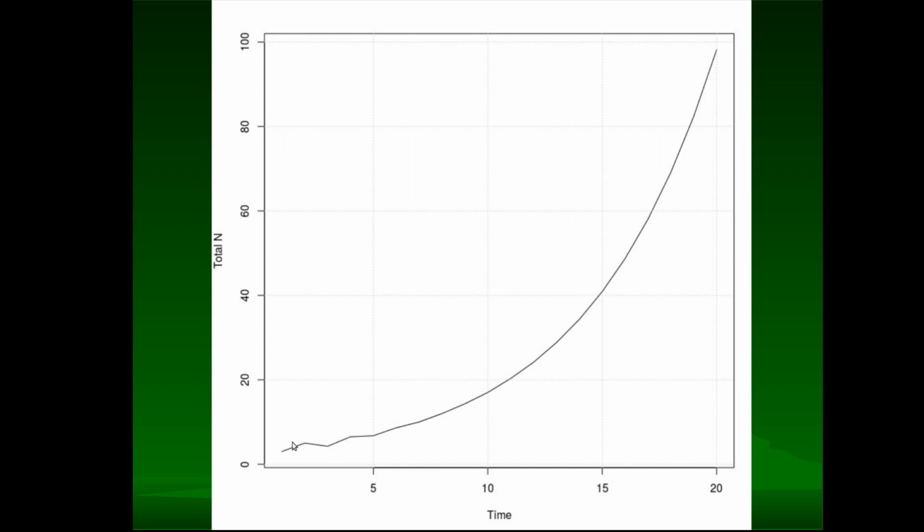So we have a little jumping around at first. This is a plot of n versus time. And then we settle in by about time 10. We settle into a nice, smooth, exponentially increasing trajectory.